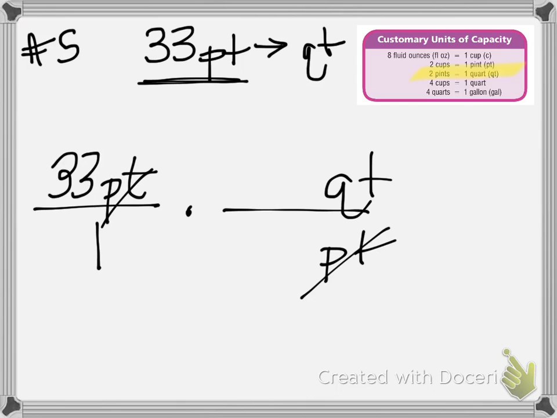Alright, so here's how this works. Since there's 2 pints in 1 quart, we'll go 2 pints in 1 quart, and we'll multiply going straight across. And we go 33 times 1 is 33.